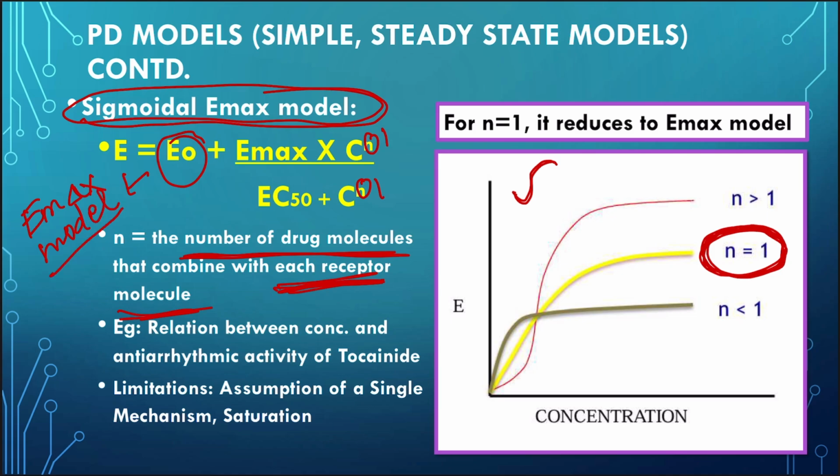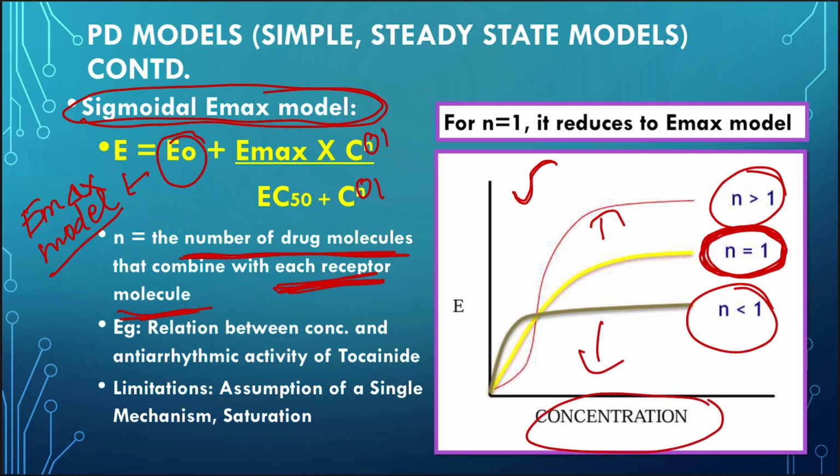So the sigmoidal Emax model becomes the Emax model when n is equal to 1, that is, the number of drug molecules that combine with each receptor becomes 1. In that case it reduces to the Emax model, and when n is more than 1 then we have a slope that goes upward, and if n is less than 1 then it will go downwards. Concentration is seen here, and on the y-axis we have the effect.